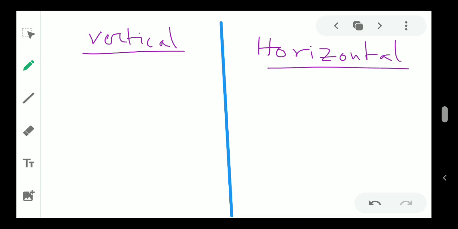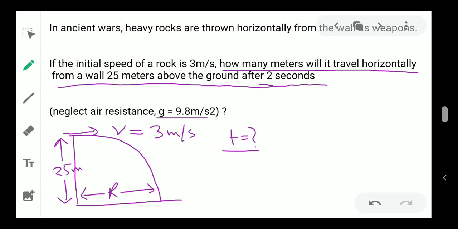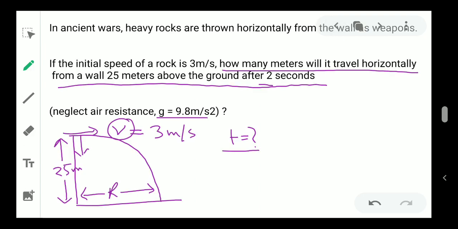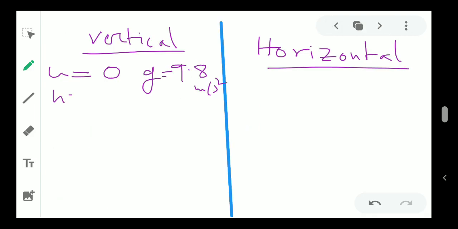Now for the vertical one, you can say that u is equal to 0, because I am using the horizontal velocity, but the going down velocity is 0 because this one is not having any contribution for the vertical one. And you know the value of g also, meter per second square, and we can find it out using our h, because h is also 25 meter.